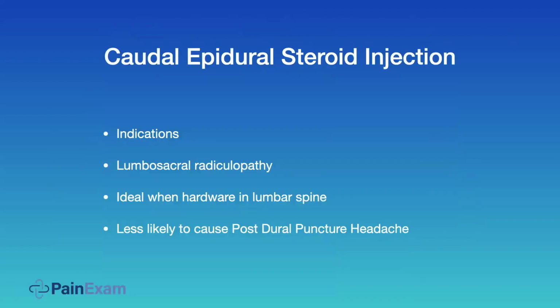Now moving down to the lower back, caudal epidural steroid injections under ultrasound. So the indications are lumbosacral radiculopathy. It's ideal when there's hardware in the lumbar spine. Caudals are great because, you can get a dural puncture, but I think you'll be less likely to get the dural puncture and headache. So if you have a patient with failed back surgery syndrome, it's not a bad idea to do a caudal. It works really well for patients with spinal stenosis as well.